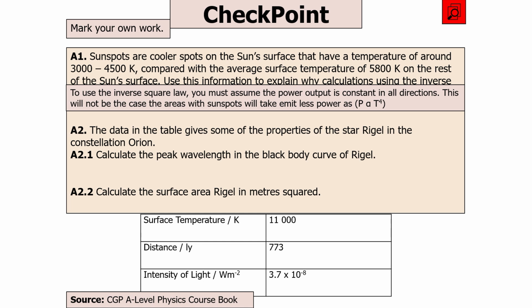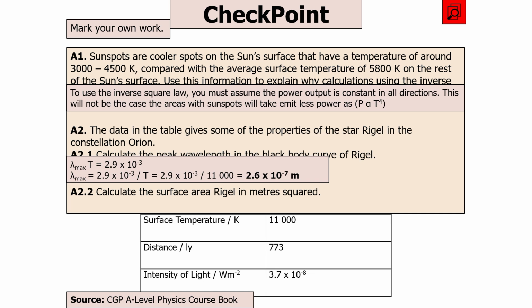This next question, we're looking for peak wavelength, so we've got to use the Wien displacement law. Lambda max times T equals 2.9 times 10 to the minus 3. We work out all the values and we get 2.6 times 10 to the minus 7 meters.